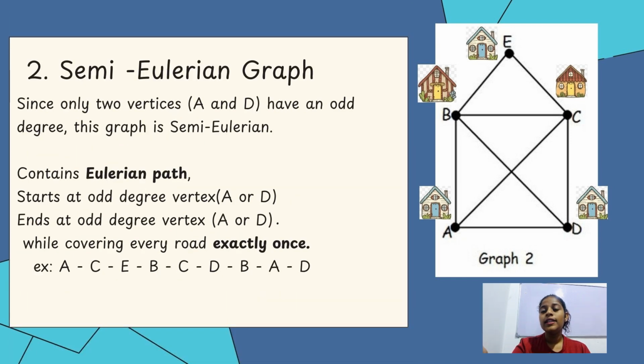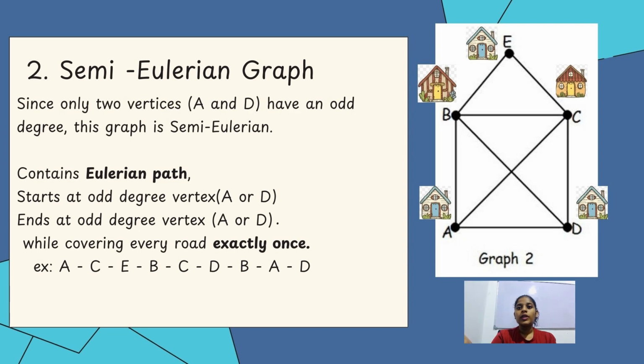So look at the two intersections, A and D. Only those two intersections have an odd degree. The graph is semi-Eulerian because there are only 2 odd degree vertices; the others are even. So that is finally why we call this graph a semi-Eulerian graph.